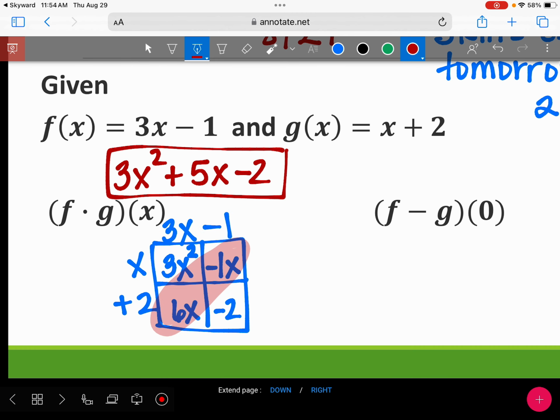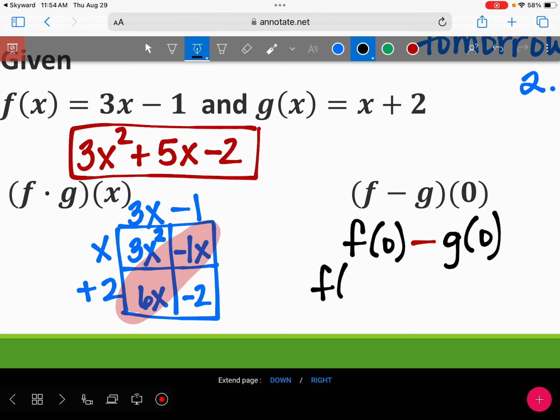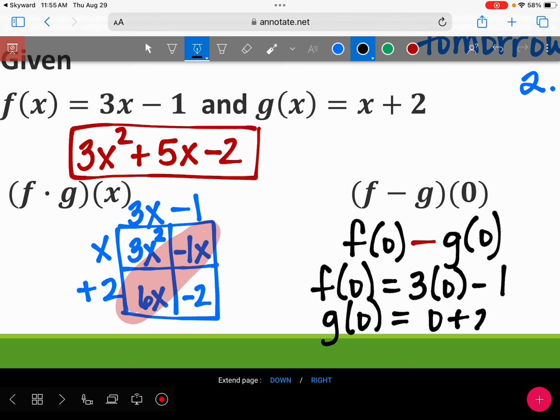All right, for the second one, it's asking us to find f minus g of 0. So it's asking for a different operation. The shortcut, or one way to do it, would be to find f of 0 and then subtract from that g of 0. So let's find f of 0. F of 0 would be 3 times 0 minus 1. G of 0 would be 0 plus 2.